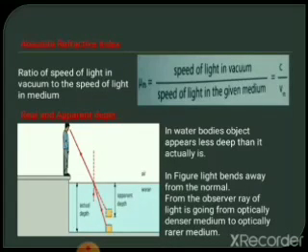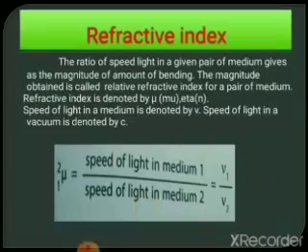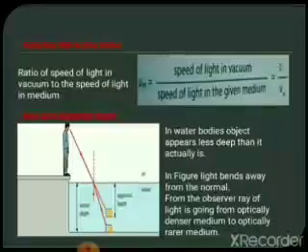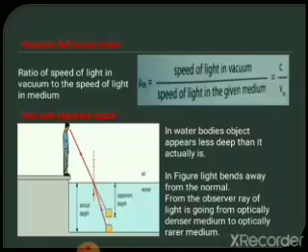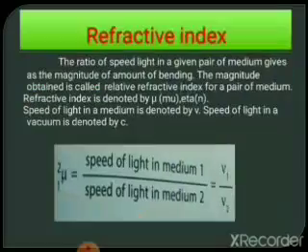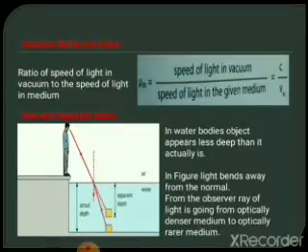Now, second thing, that is absolute refractive index. Earlier it was relative refractive index, and this is absolute refractive index. So what is absolute refractive index? Again, it is quite similar to relative refractive index, but in this case it is always the ratio of speed of light in vacuum to the speed of light in medium.